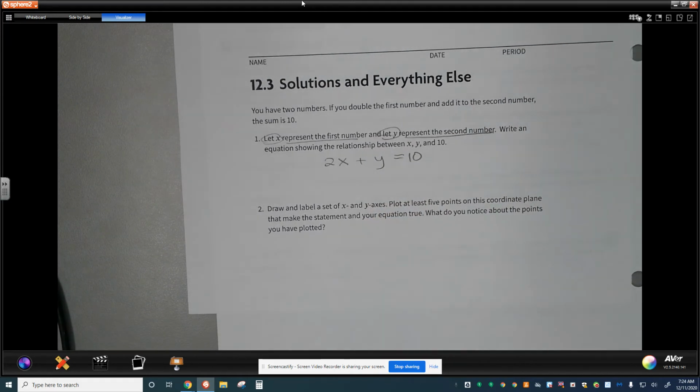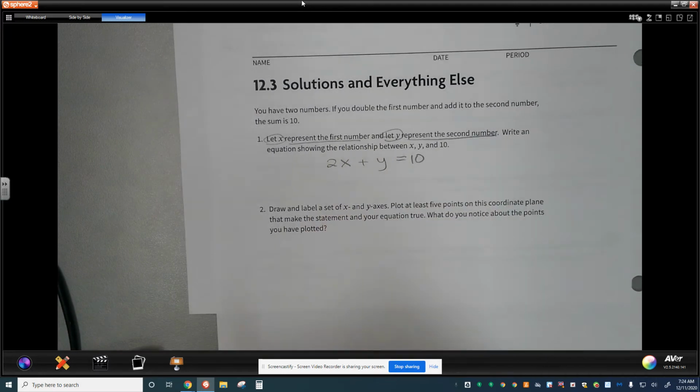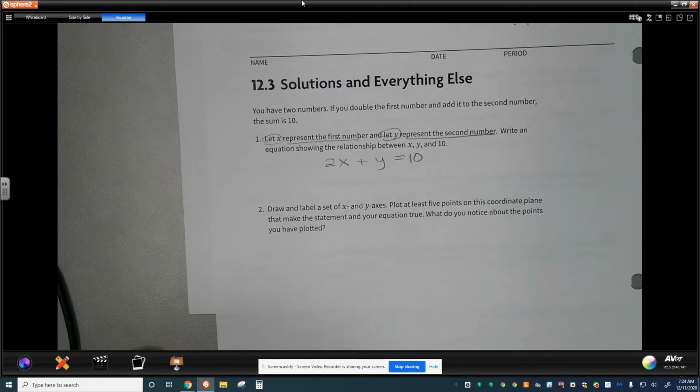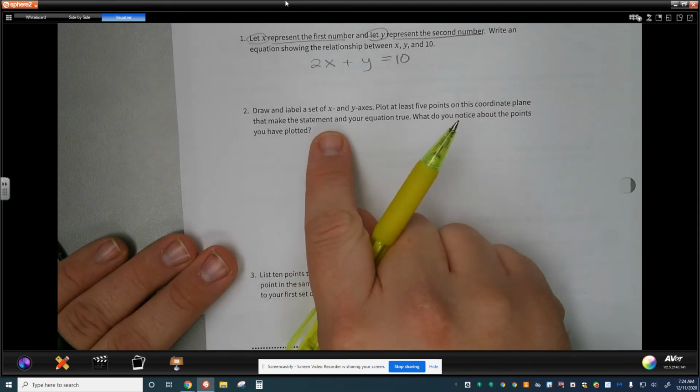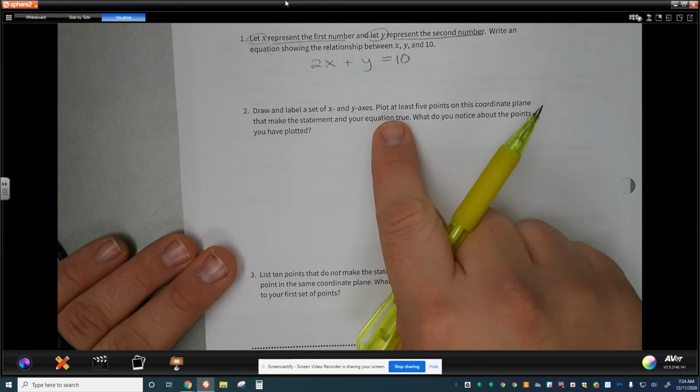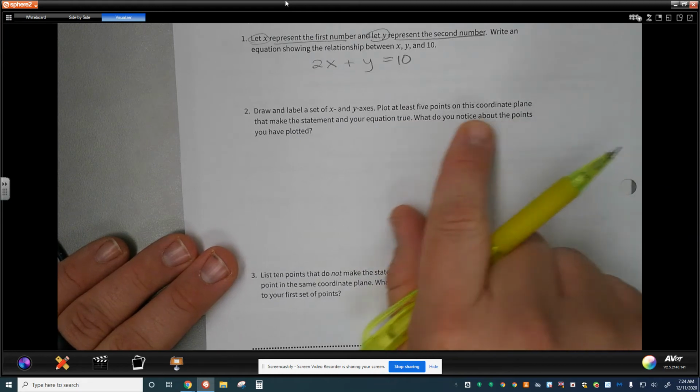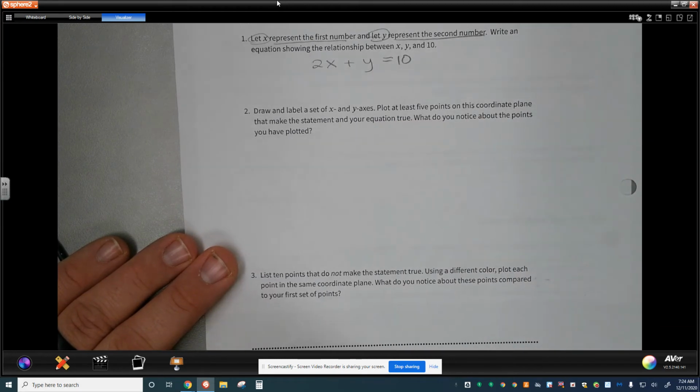That looks an awful lot like what we worked on just a few minutes ago with our apples and oranges, only just a little bit reversed. So these wordings right here can be something that we really need to pay attention to be able to write an equation. So our next step is we're supposed to draw and label a set of x and y axes, plot at least 5 points on the coordinate plane, and then make the statement and your equation true.